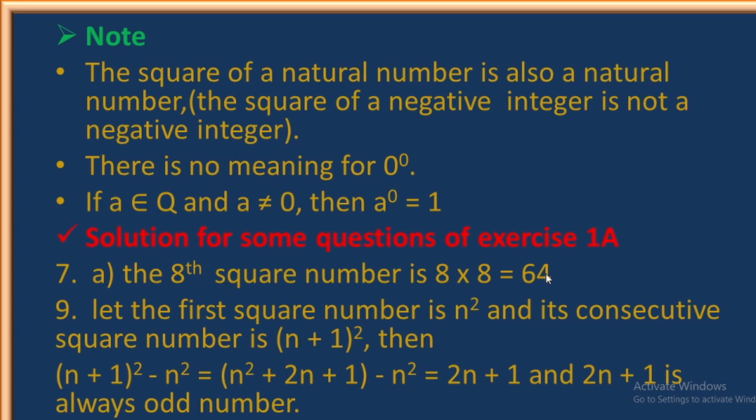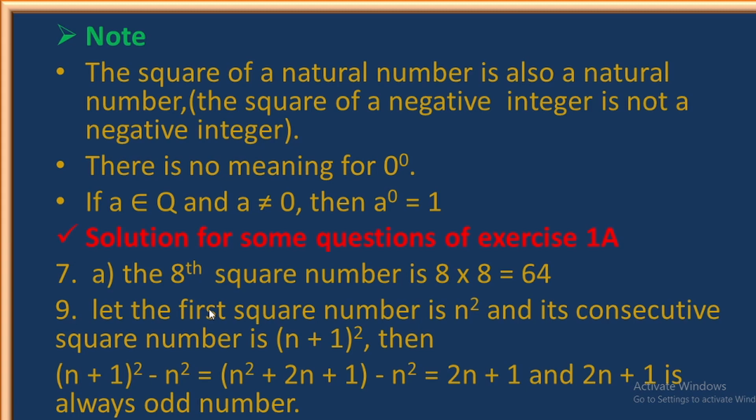The square numbers: the first one is 1, the second one is 4, the third one is 9, the fourth one is 16. Just go like this, and the perfect square number is 64. You can find the tenth perfect square number on your own. That becomes 100.